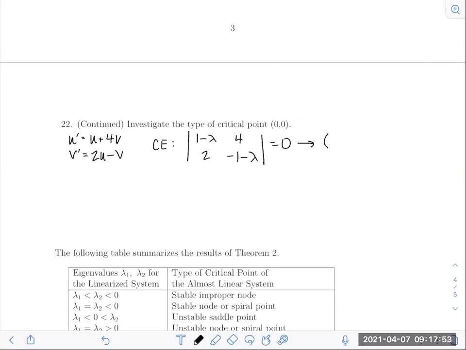Computing the determinant, I get 1 minus lambda times negative 1 minus lambda, and then minus 8 equals 0. So I get lambda squared. The positive lambda and negative lambda cancel. Then I get a negative 1 and a negative 8, which is minus 9, equals 0. So here what I'm getting is my eigenvalues are plus and minus 3. They are real and distinct, and they have opposite signs.